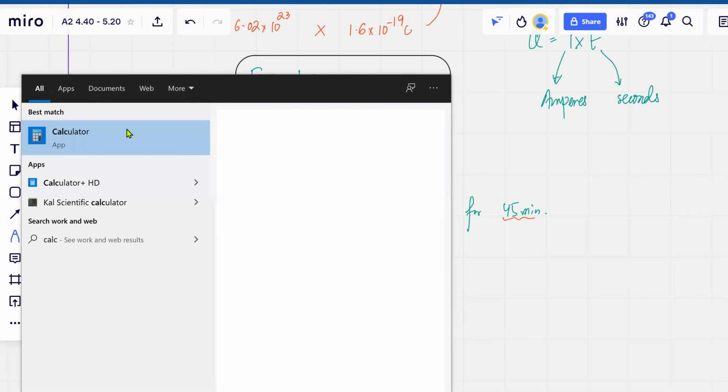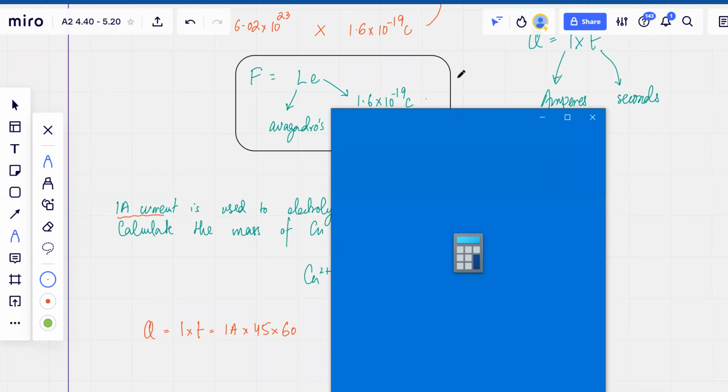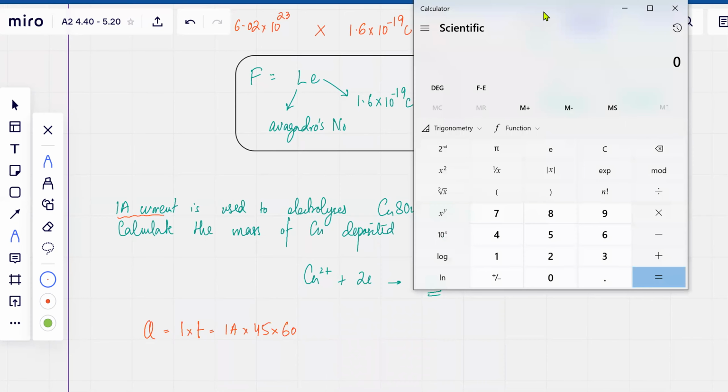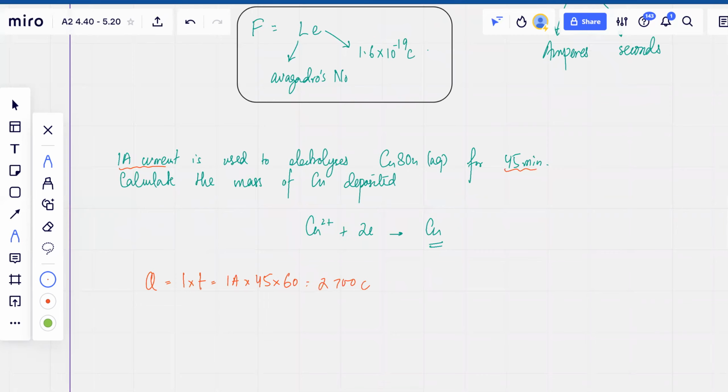2,700. 2,700, right? Yes. So you're getting 2,700 coulombs for this. So we found the charge that's flowing through the circuit.